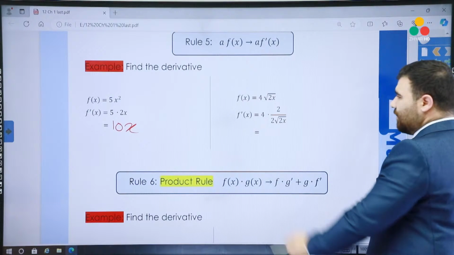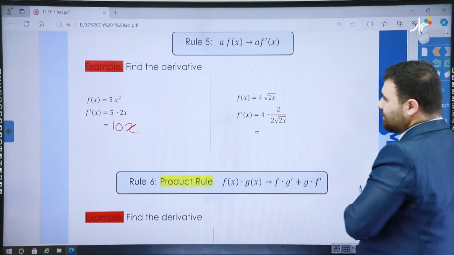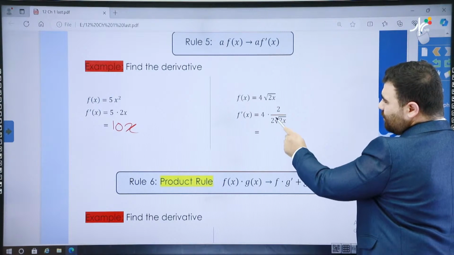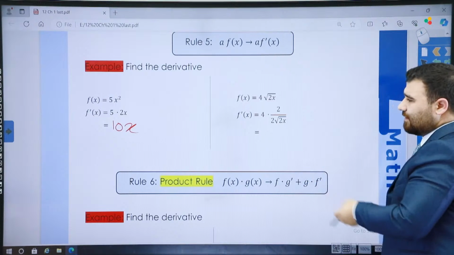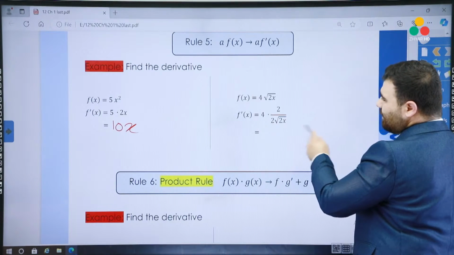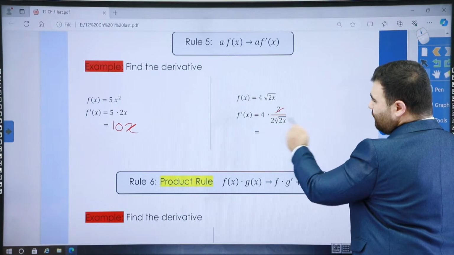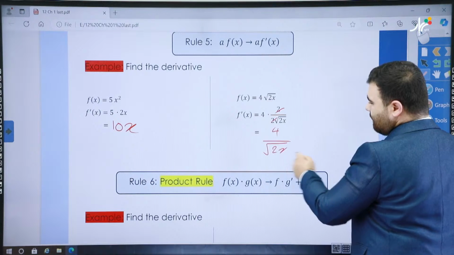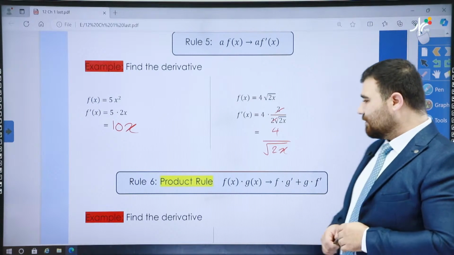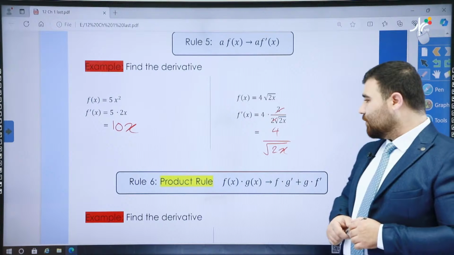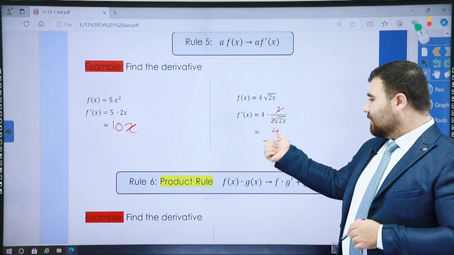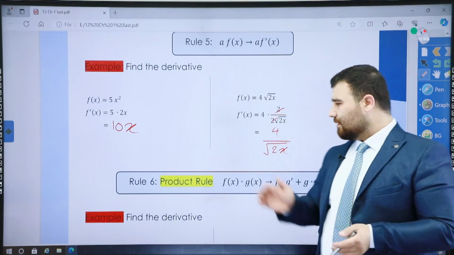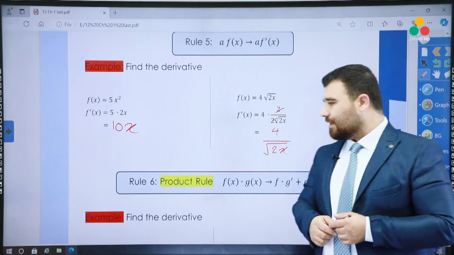Similarly, for this example, we have 4 times square root of 2x. Leave the 4 as it is, times square root of 2x becomes 2 square root of 2x, times the derivative of inside. Derivative of inside is 2. Then there is a lot of simplification. 2 cancels 2. 4 remains up. So the answer is 4 over square root 2x. In the choices, they can even simplify this more by writing square root 2 alone, square root of x alone, and then simplify square root 2 by 4, it could be simplified more.